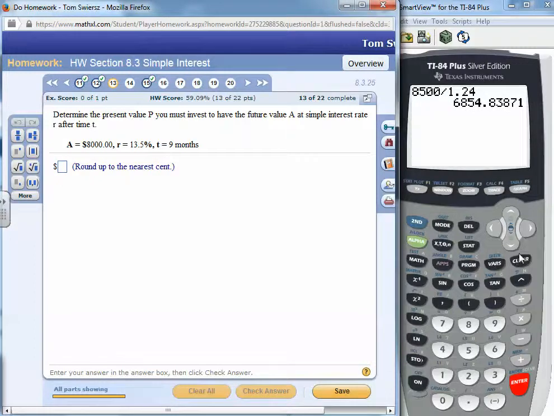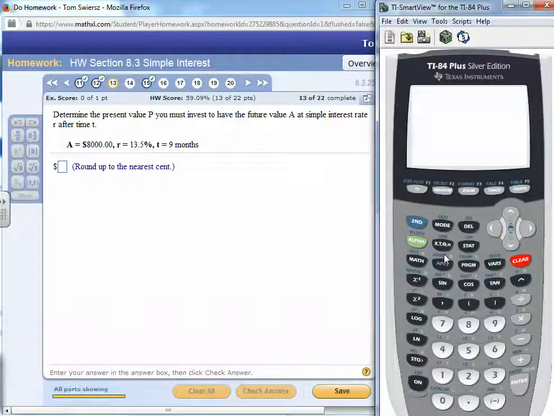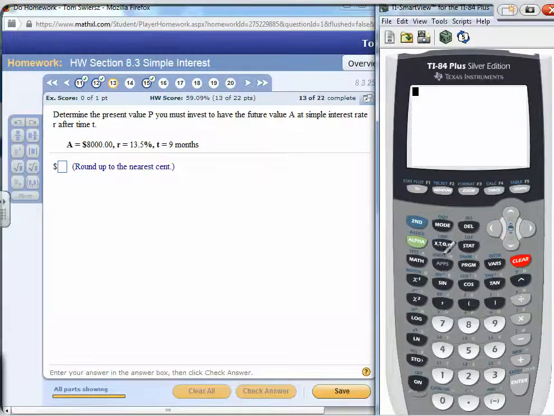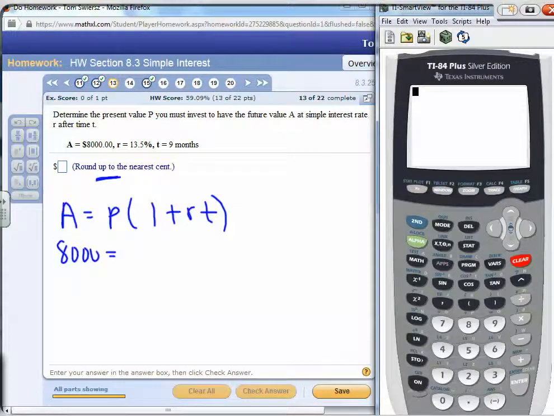All right, let's look at problem number 13. Again, we've got to determine P. We're given A, R, and T. And remember, we've got to round up our final answer. So the formula is A equals P times 1 plus RT. Substitute in what we're given. A is 8,000. P we're missing, so we'll leave it as a variable P. 1 plus the rate. 13.5% as a decimal is 0.135.